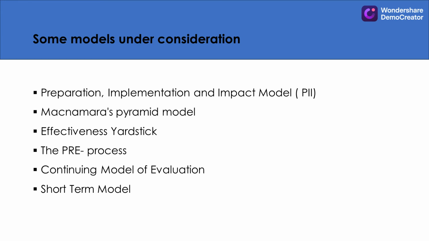Newer models are coming all the time, but normally, if it is not widely accepted, we wait till more and more research has been done on these models before we give it a thumbs up. I'm sure you are already aware of that. So we'll be looking at the PII model, McNamara's pyramid model, the effectiveness yardstick, PRE process, continuing model, and then the short-term model, and the unified theory as well. So let us begin with the PII model.